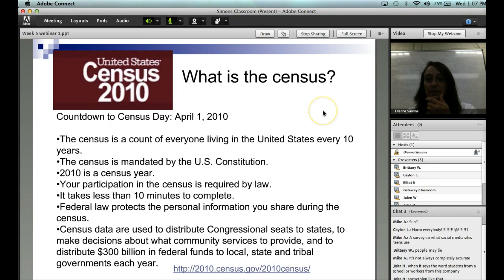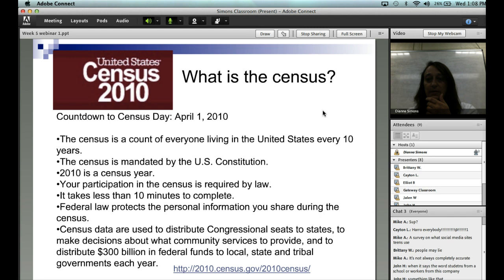So, what is a census? Every 10 years, Kate, and you were right. It's mandatory by the U.S. Constitution. So the next one is in 2010. Your participation is required by law. So, you know, a lot of people don't participate. I don't know what that would do, but it takes less than 10 minutes to complete the form. And I think they send out the forms, sometimes by mail, and you just fill them out.